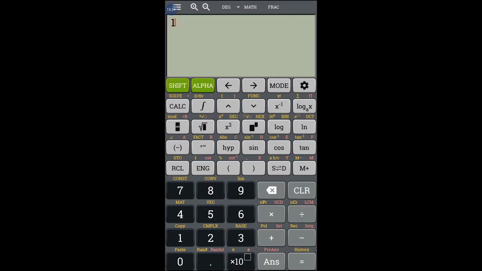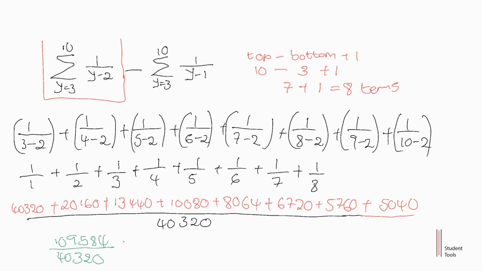So that is 109,584 over 40,320. And it is simplified as 761 over 280. So it can be simplified. So that is equivalent to 761 over 280.